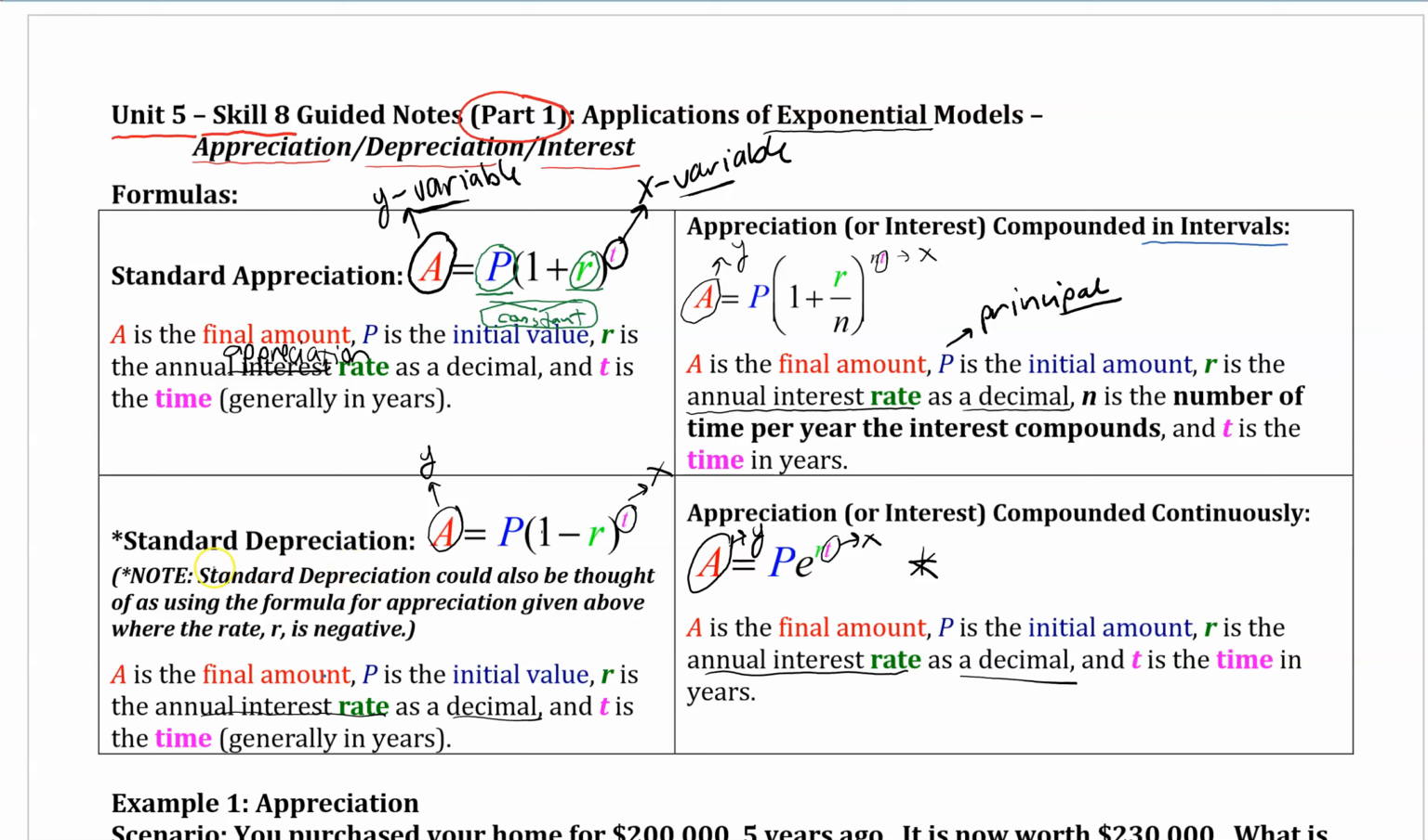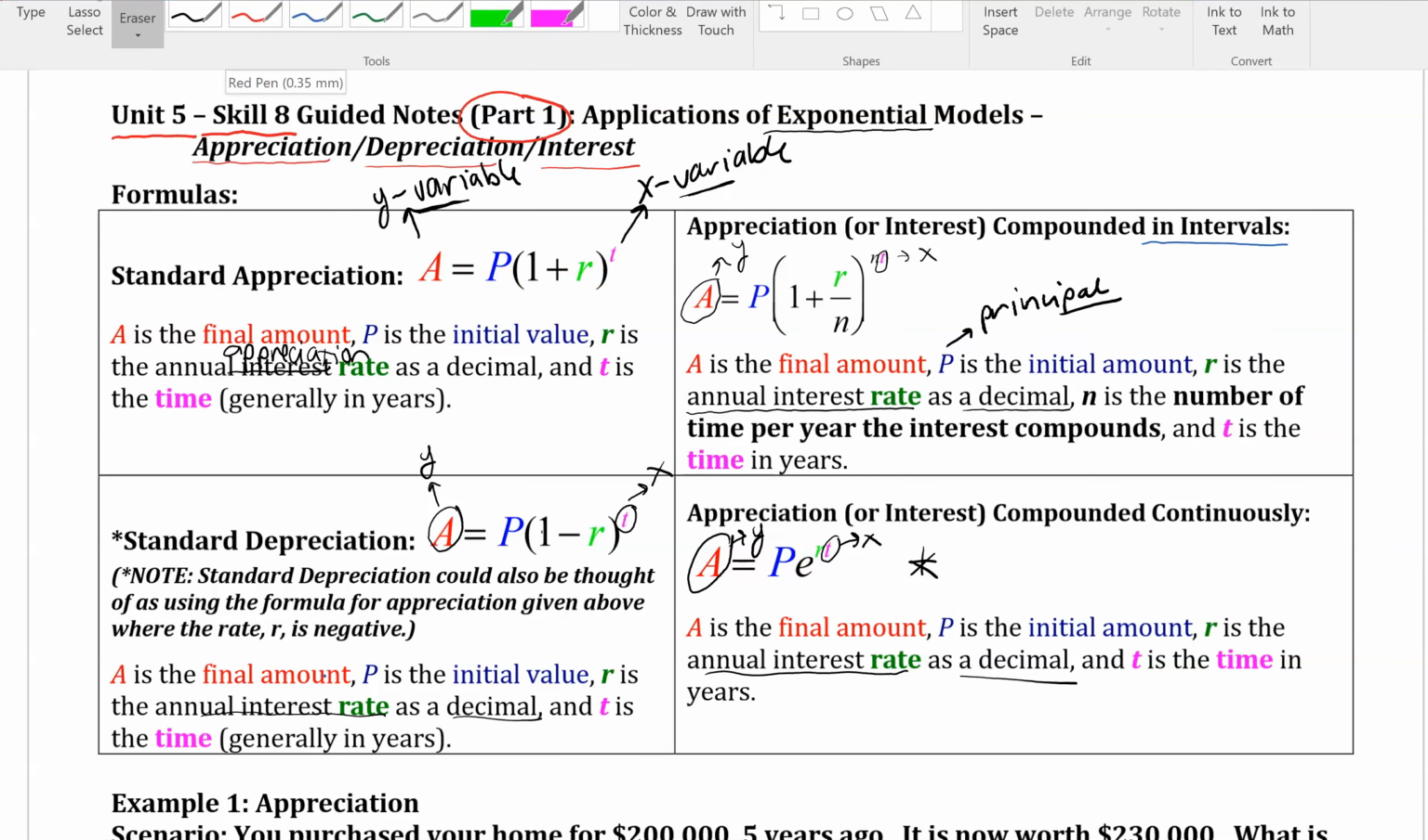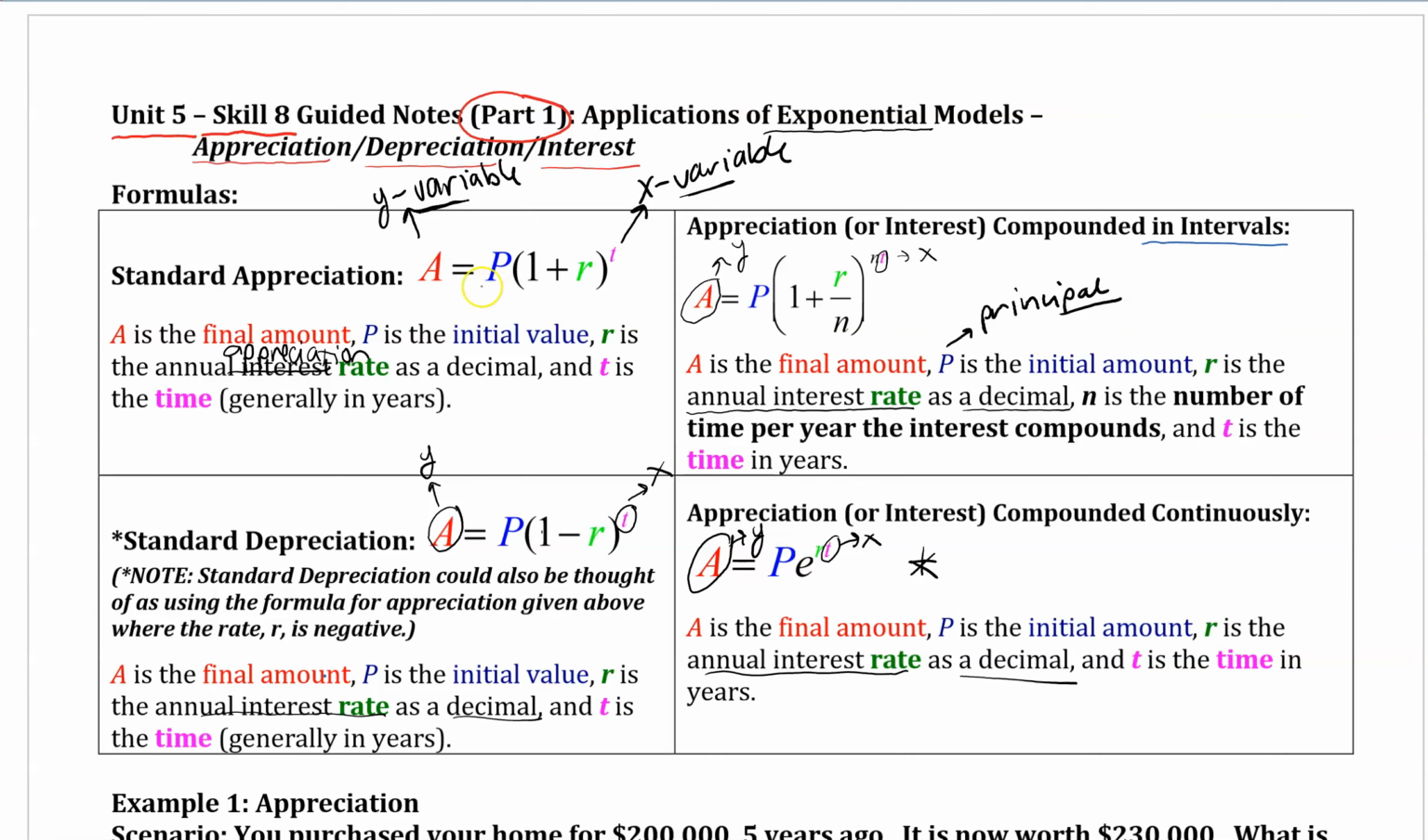Let me talk about this depreciation formula really quick. So in the appreciation formula, let me erase some of this stuff. I just want to help you understand why it's set up the way it is, okay? In the appreciation formula, you see that we begin with an initial amount P, and then we multiply that to this quantity 1 plus R.